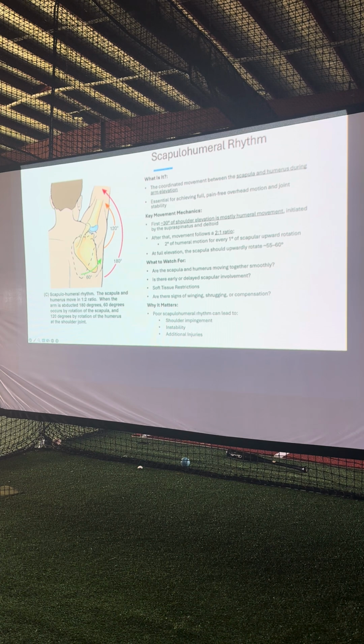Like I noted earlier, here's why it matters. A lot of times it causes dysfunction when it doesn't move correctly, and it causes injuries, impingements, instability, other injuries like that. Even all this summer we've seen a ton of stuff because they can't properly upwardly rotate. So any questions about that?